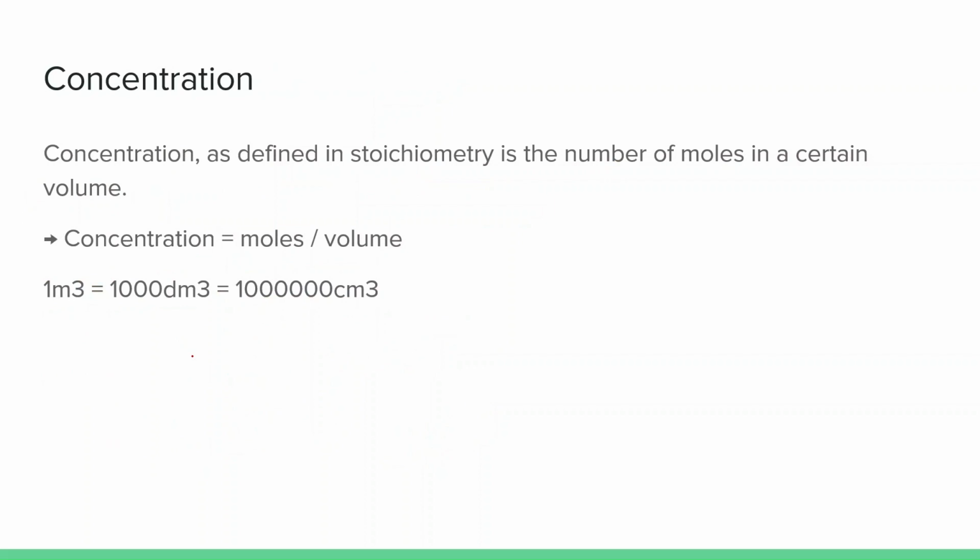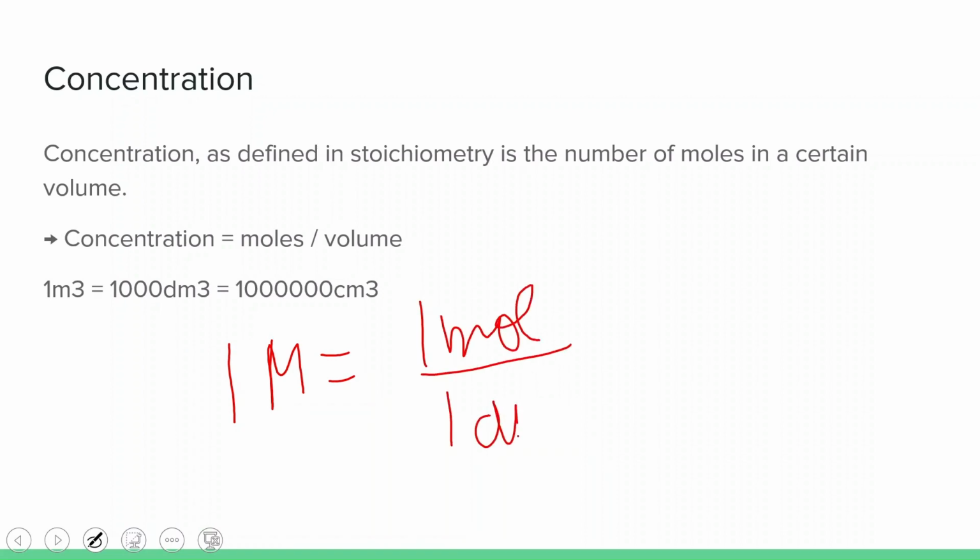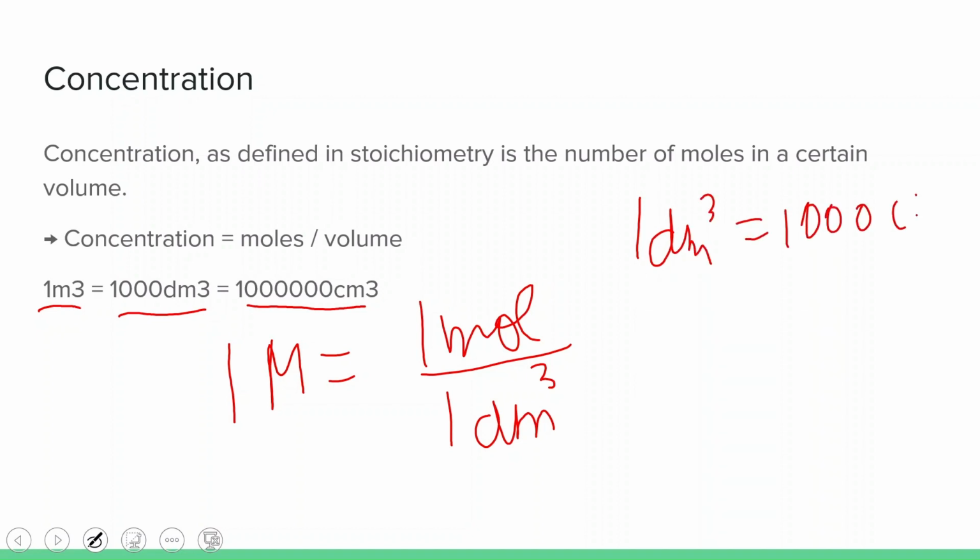Concentration is basically defined in stoichiometry as the number of moles per unit volume. So if you have, let's say, a concentration of 1 M, that is equal to 1 mole per decimeter cubed. 1 meter cubed is equal to 1000 decimeters cubed, which is equal to 1000 centimeters cubed, and we can divide this by 1000 to get 1 decimeter cubed. 1 decimeter cubed is equal to 1000 centimeters cubed. So those are the conversions that we need to know.